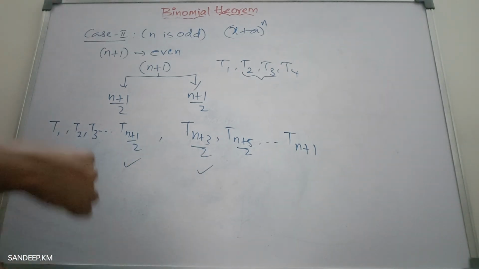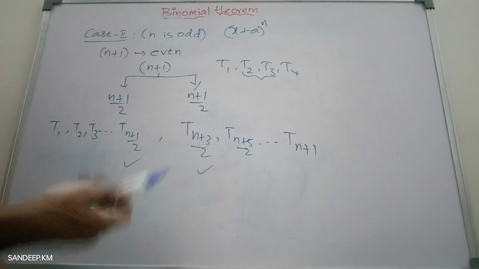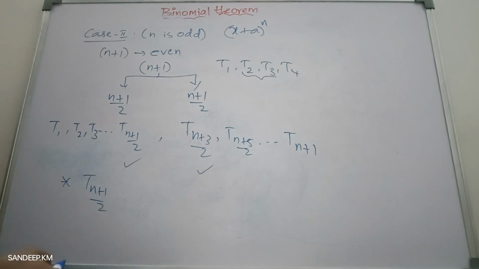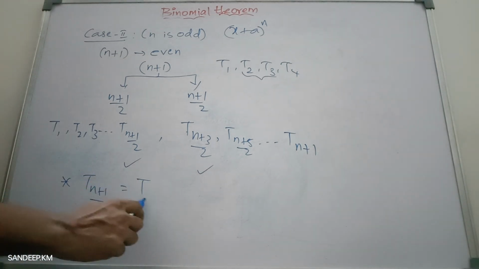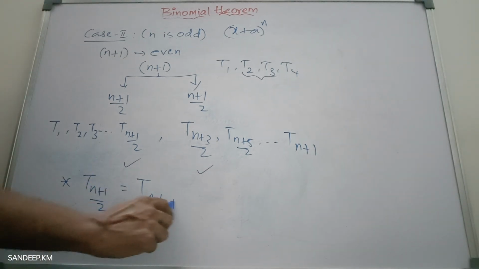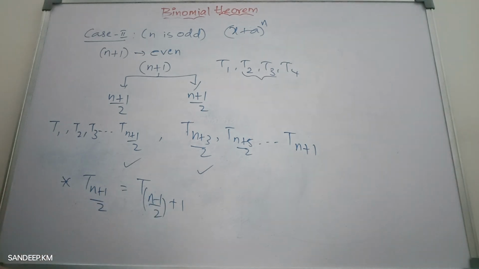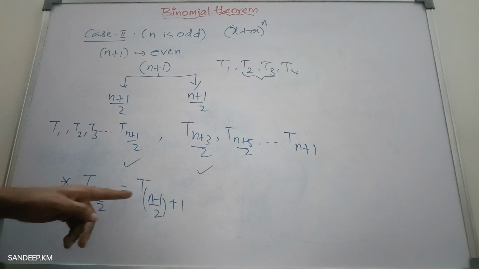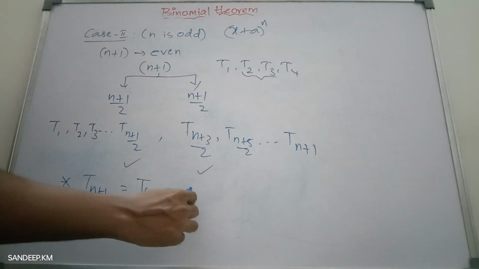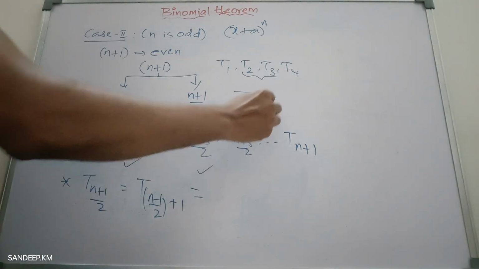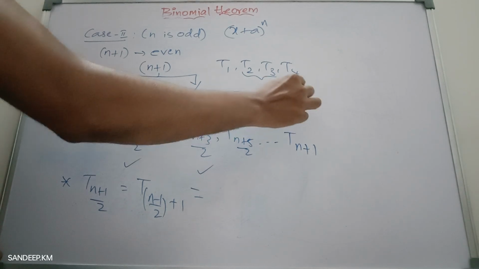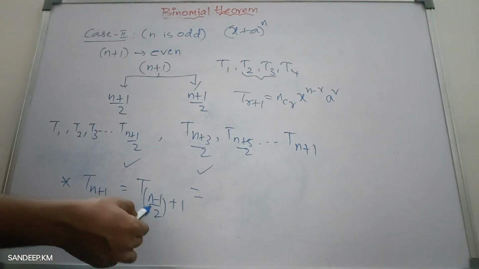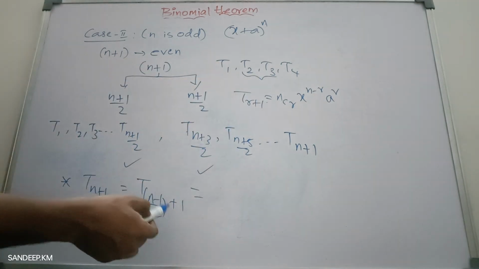Correct or not? Now how do we find the 2 middle terms? Obviously, first T(n+1)/2. T(n+1)/2 is given by T((n-1)/2 + 1). Correct? Please verify whether it is correct or not. If you take the common denominator, you will get this back. So T((n-1)/2 + 1). So using the general term formula, T(r+1) is equal to nCr x power (n minus r) into a power r. Use this formula to find this. What is it?